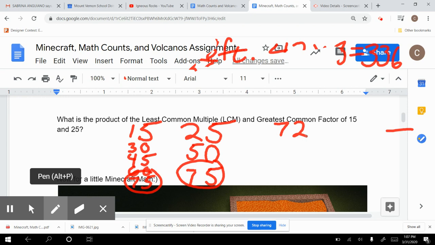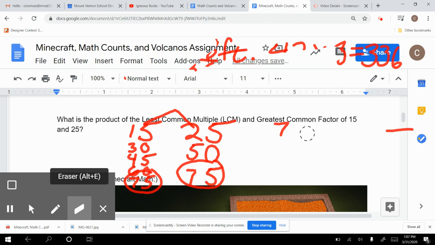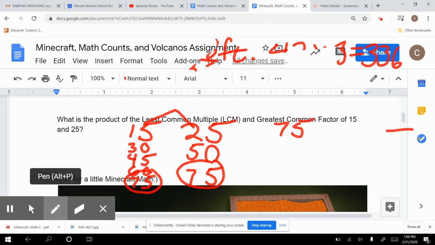Now let's look for the greatest common factor. What is the biggest number that goes into both 15 and 25? Well, I wrote 72. It should have been 75. Sorry. Usually you guys would catch me on that mistake by now.